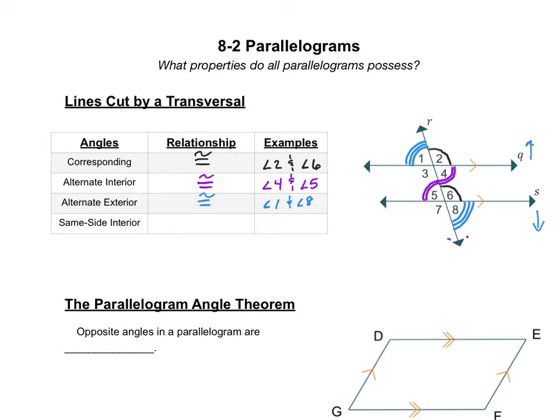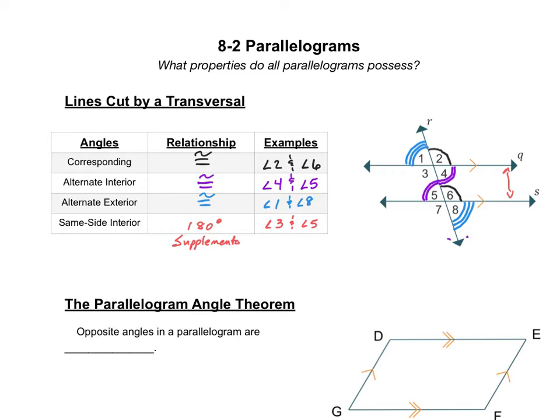Now, the same side interior angles. Interior, again, is inside my parallel lines. And same side means two angles that are on the same side of the transversal. For example, angle 3 and angle 5 are same side interior angles. And those will add up to 180 degrees, also known as supplementary.